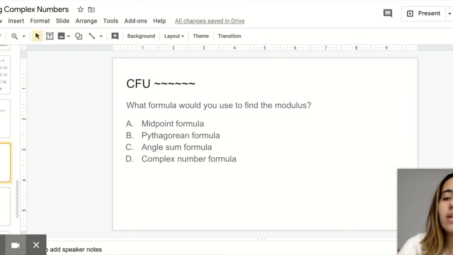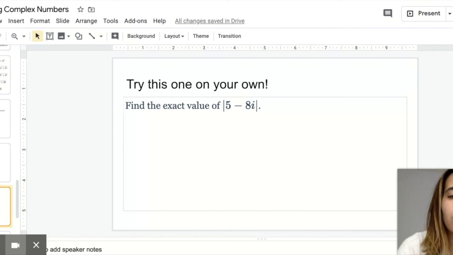Last but not least, I'm going to give you the opportunity to try one on your own. So go ahead and write down the exact value of the modulus of 5 minus 8i. So remember, the first thing you have to do is plot that point. Go ahead and pause this video, try it out on your own, and then on the next slide, I will show you what the answer is.